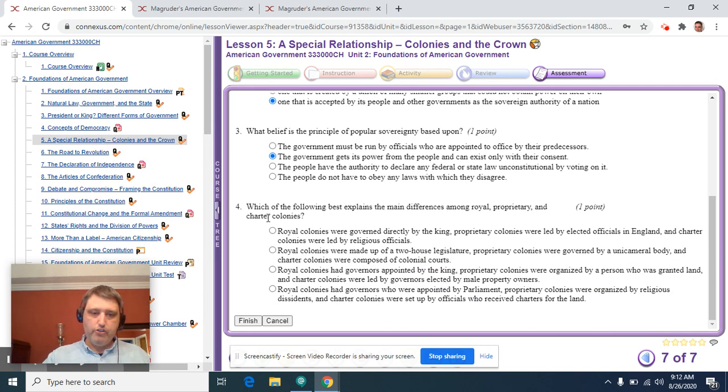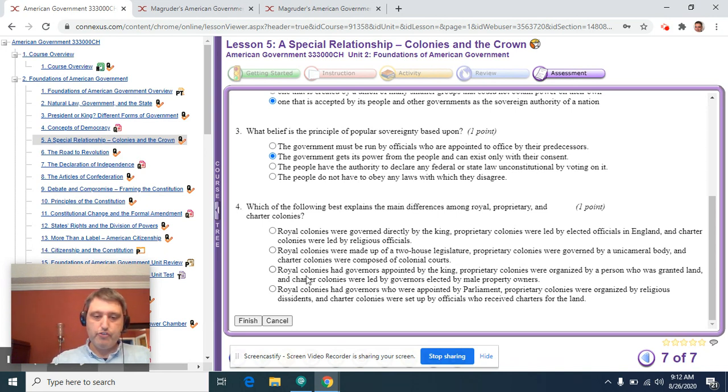All right. So, which of the following best explains the main differences among royal, proprietary, and charter colonies? Well, royal colonies were governed directly by the king. Proprietary colonies were led by elected officials in England, and charter colonies were led by religious officials. Okay. Royal colonies were made up of two house legislatures. Proprietary colonies were governed by a unicameral body, and charter colonies were composed of colonial courts. All right. We haven't talked about unicameral. You'll read about that, but that's an important term. But we'll keep going here.